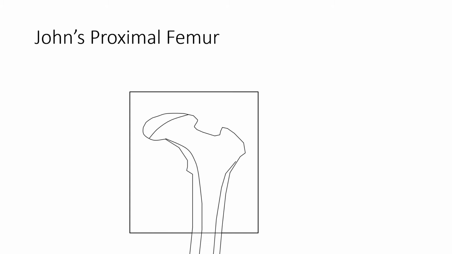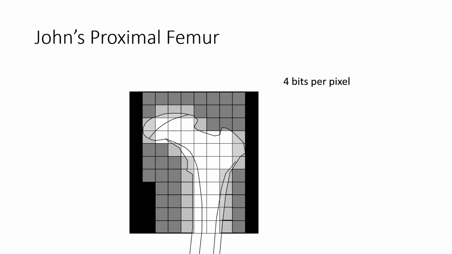How about we do an AP hip radiograph using the example plate? A reminder, we're using 4 bits per pixel. Here's what the plate looks like after the exposure. Pixels covered by bone are white, pixels with no cover are black, and partially covered pixels, or soft tissue pixels, are one of 2 shades of gray.